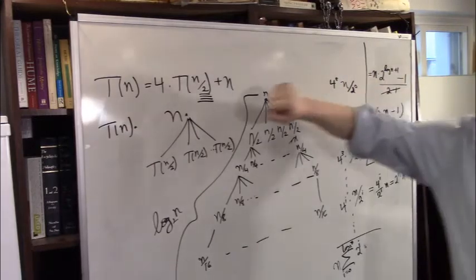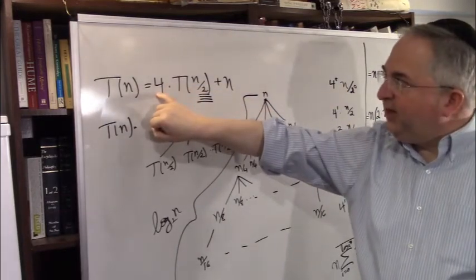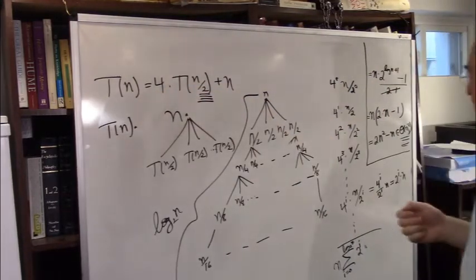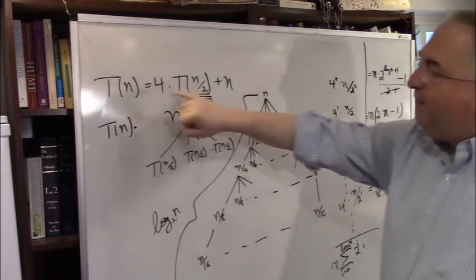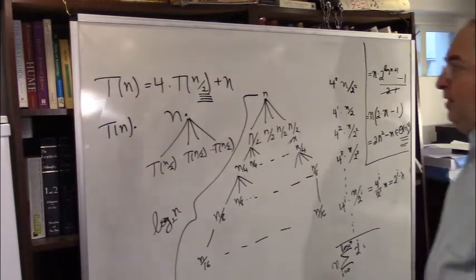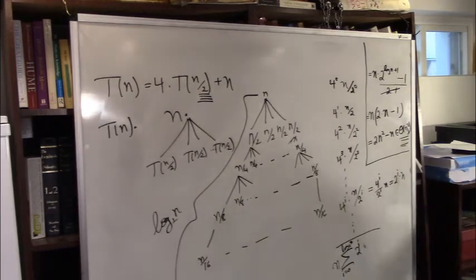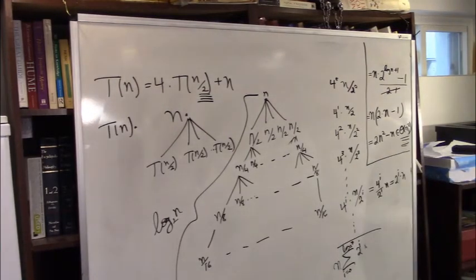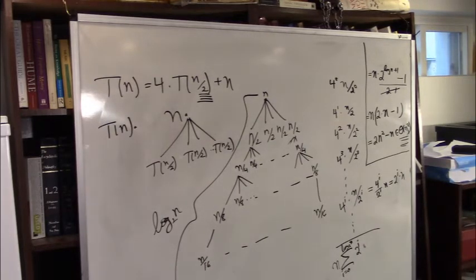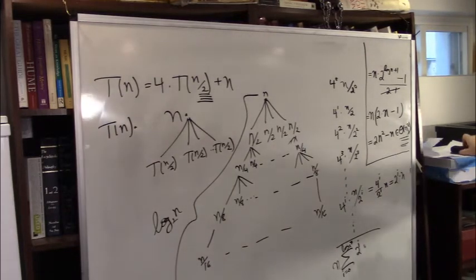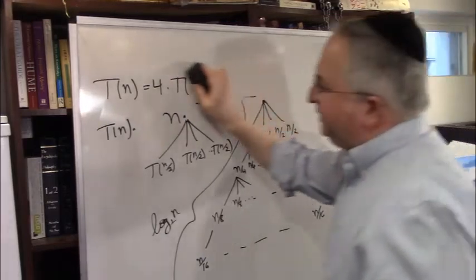So if you change it, the previous example had a 2 over here, and we got n log n, and here we have a 4, we get n squared. So that's a nice example. Okay, good. Okay, one more example, and we get sick of trees.